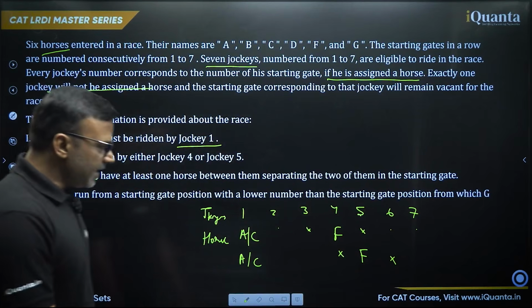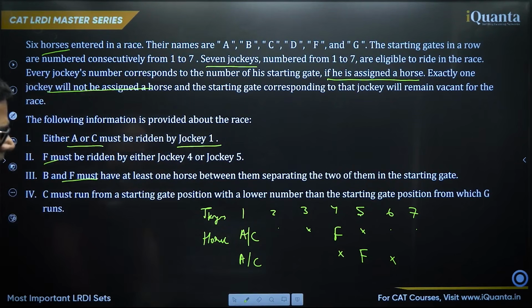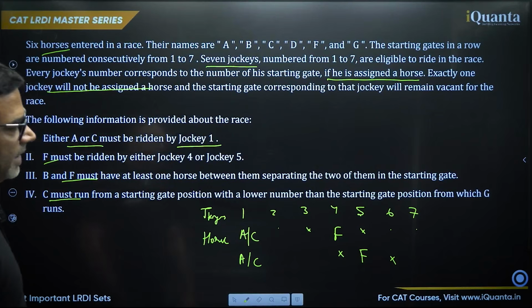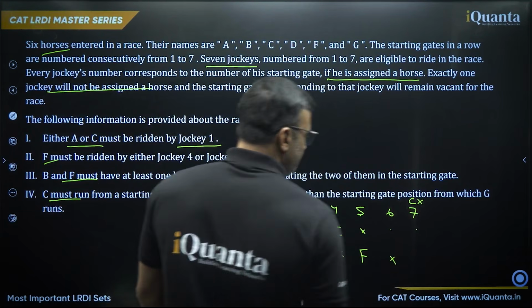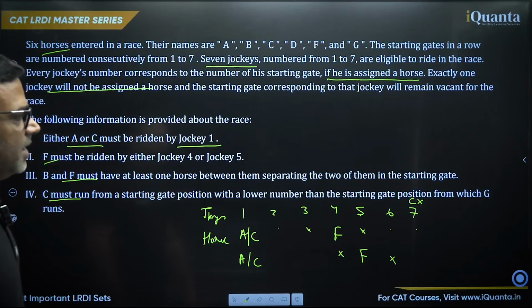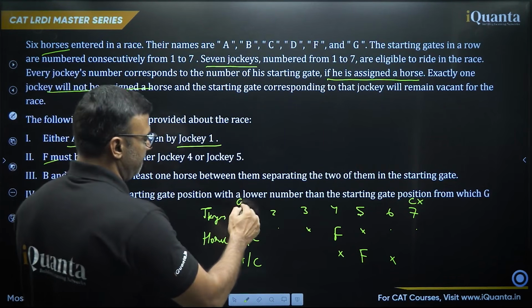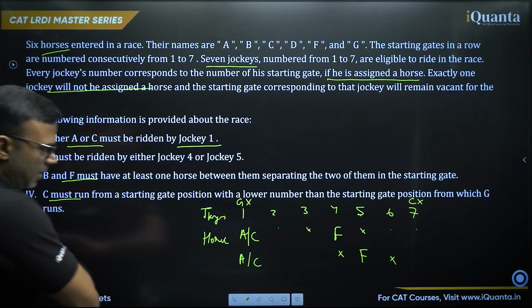What is important is that we are not getting the exact information about position of any person or any horse here as of now. C must run from a starting gate position with a lower number than the starting position from which G runs. Okay, so one thing is very clear that C cannot be at the 7th position, because C has to be at a lower number from somebody. Similarly, G has to be at higher number, so G cannot be at the 1st position. Alright, so at least this is clear.